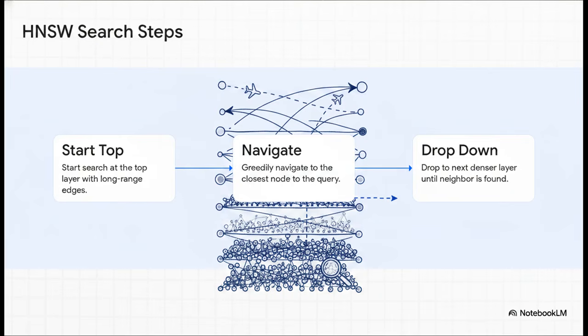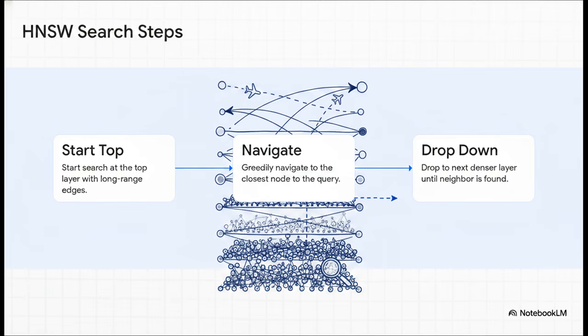It organizes all your vectors into a multi-layered graph. The top layers are extremely sparse. They only contain a few nodes connected by really long-range links. Think of these like intercontinental flights. You start your search at the very top, taking wide-area jumps to quickly get to the general neighborhood of your query. Once you can't get any closer on that layer, you just drop down to the next, slightly denser layer.